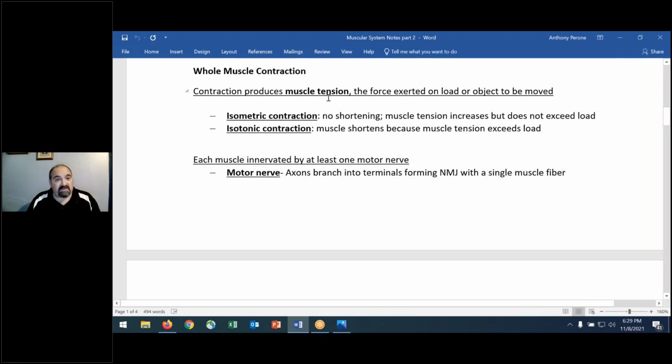So contraction produces muscle tension, the force exerted on the load, right, whatever we're trying to hold, pull, or object to be moved.